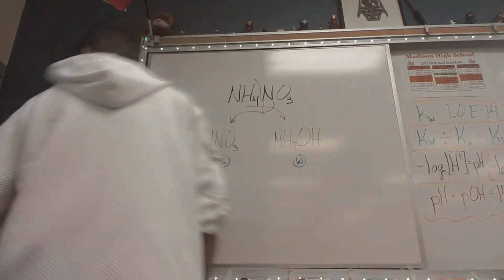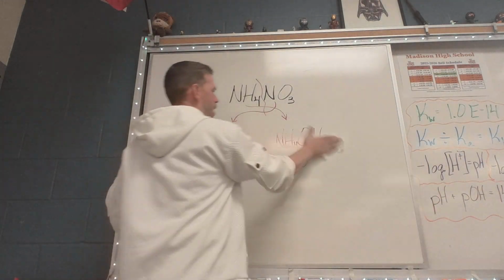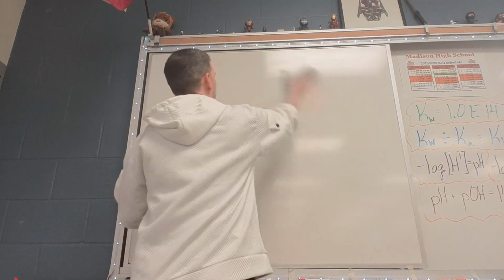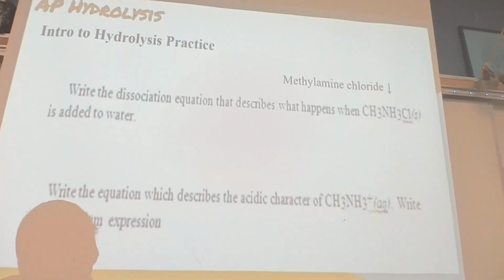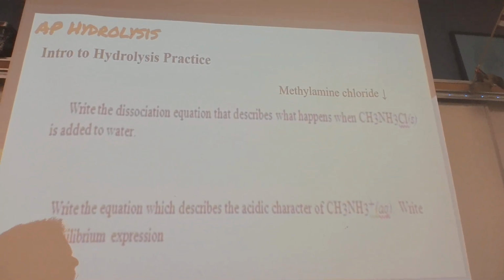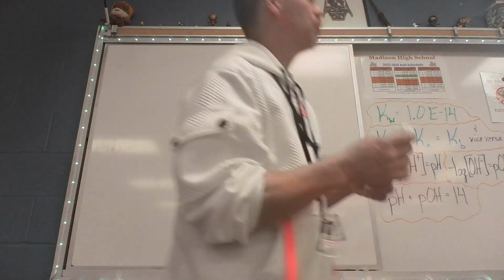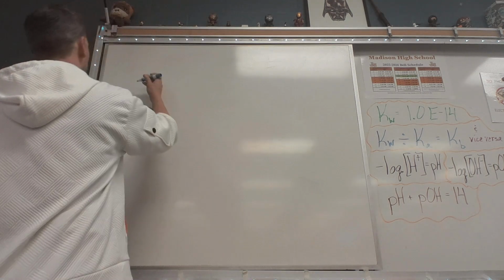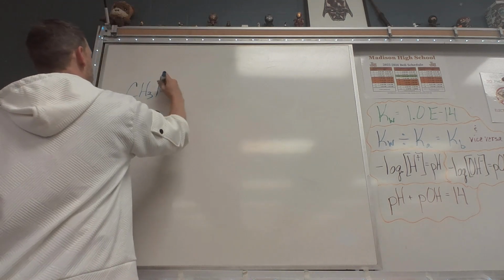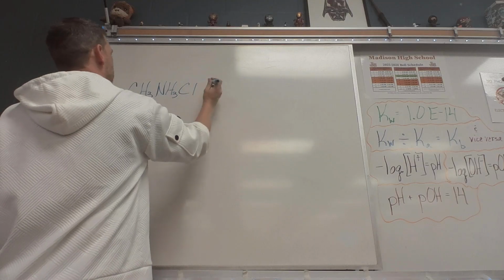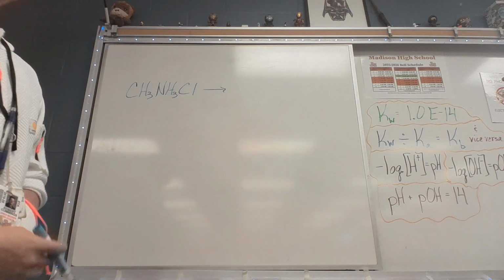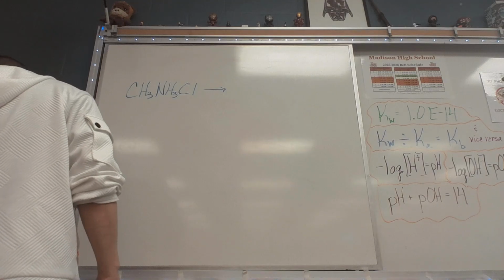In order for me to prepare y'all for figuring out the quantitative part of this, I want to look at a dissociation equation and just remind you of some basic Bronsted-Lowry stuff. So methylamine chloride is what it's got over there, and it wants us to write the dissociation equation for that. So let's do that real quick. CH3NH3Cl.